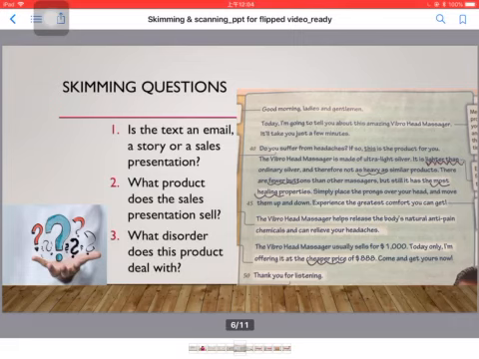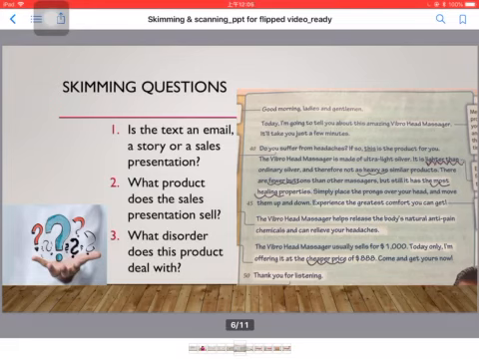Trying to sell something. So what product does the sales presentation sell? Well, I just skimmed through and I realized in paragraph 1, today I'm going to tell you about this amazing Vibro head massager, and that's the product.